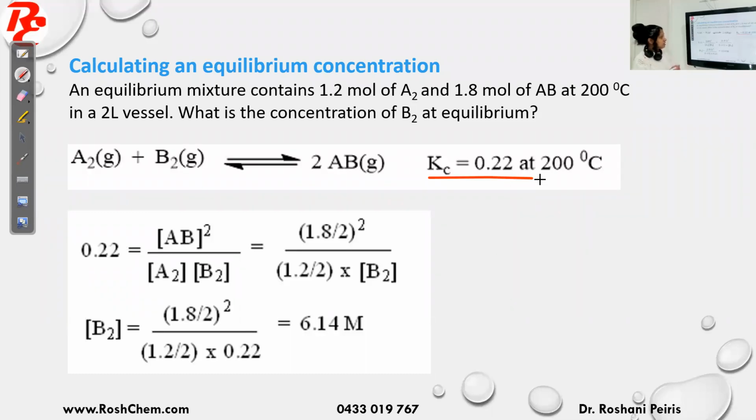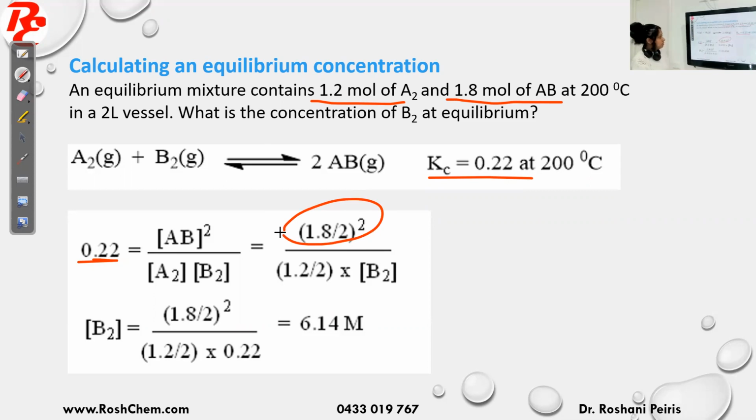So what I do is write the Kc expression. This is the Kc value, which equals AB squared divided by A2 times B2. Now substitute what you have. AB's moles is 1.8, and you divide by 2 to make it a concentration. So that's why I got 1.8 divided by 2, squared. That's AB squared, the concentration.